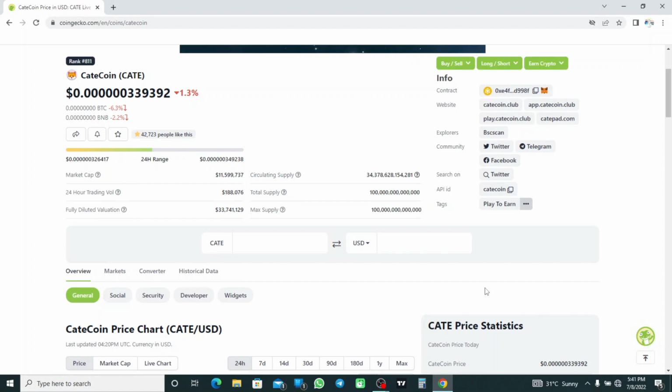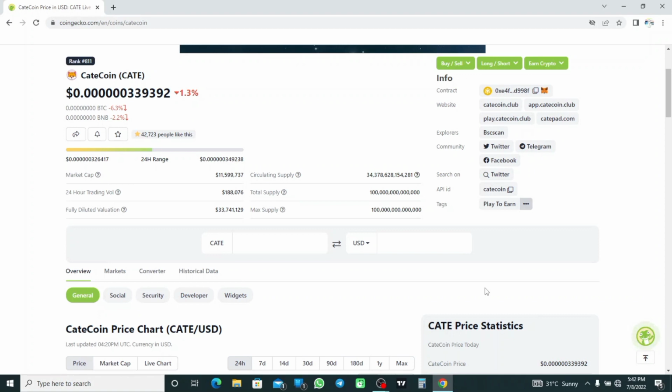Like I said, in this video we are going to find out how much you are going to get if CateCoin is to hit a price of 0.301. So I'll be using $10, $100 and $1,000 with this current price.